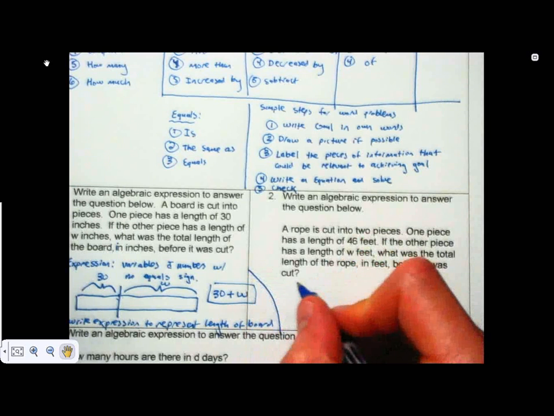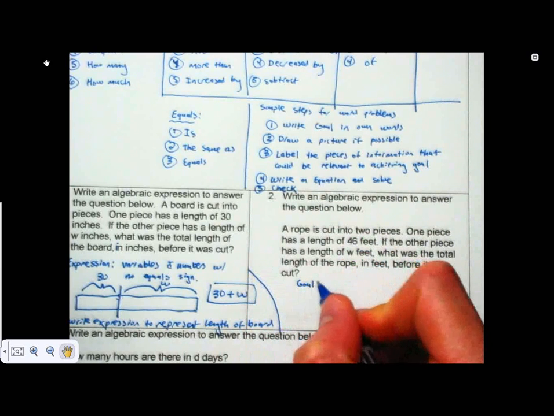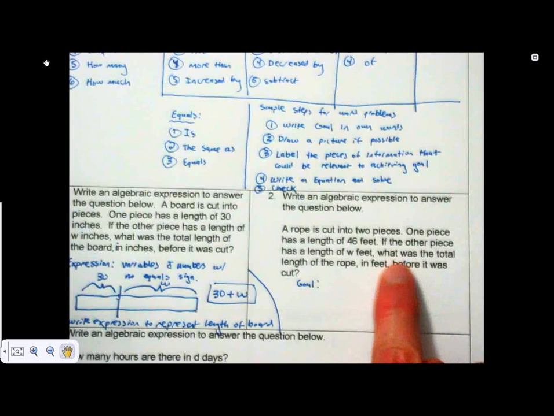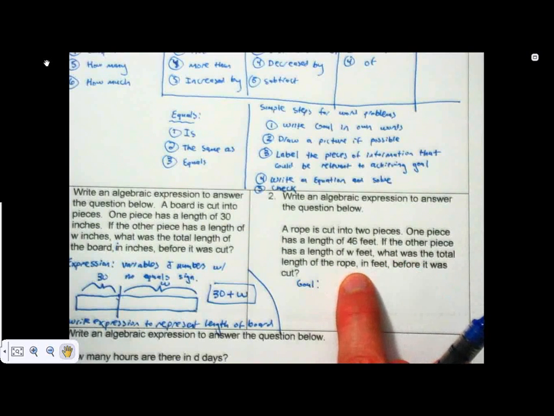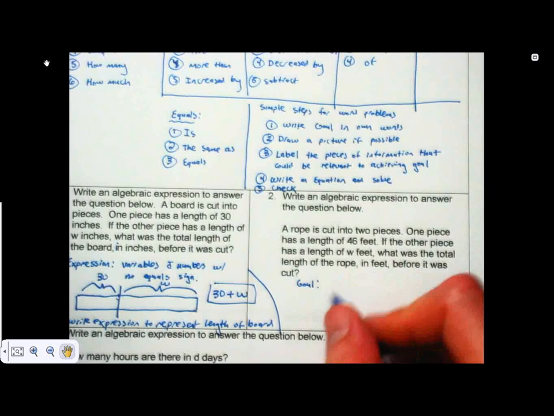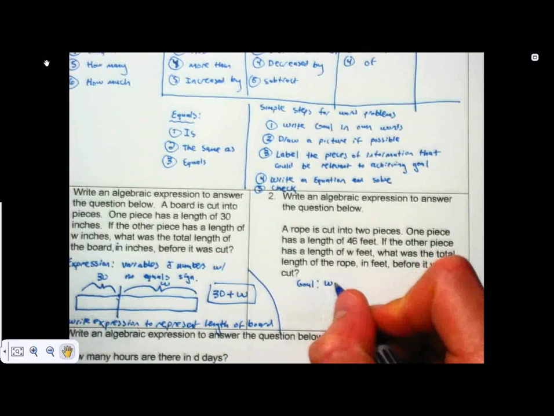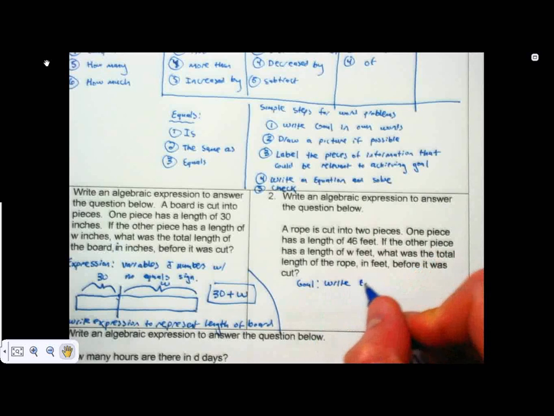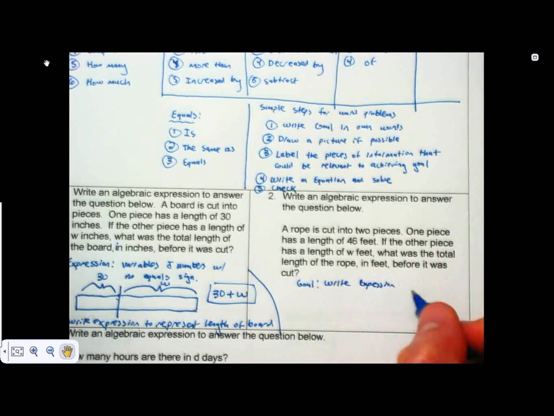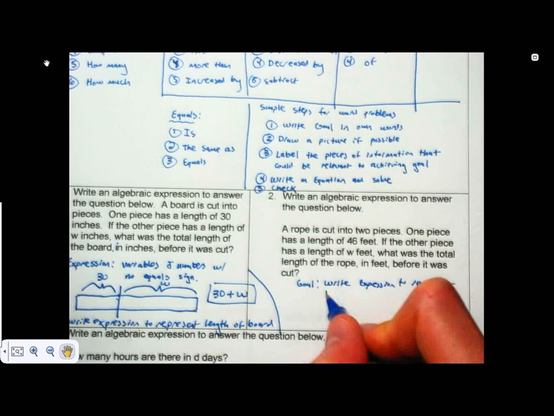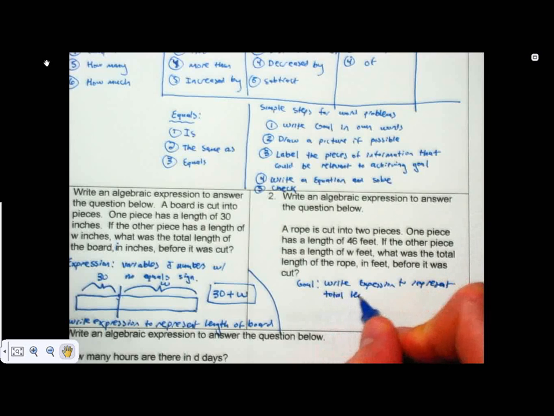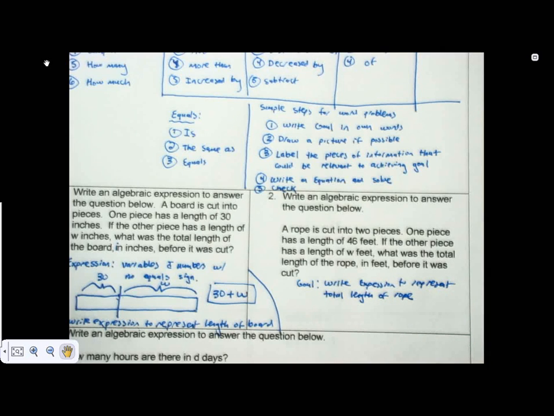Okay, so for number 2, again, it's really important for us to clarify exactly what our goal is. So our goal for number 2, well, I look for the what was. It says what was the total length of the rope in feet before it was cut. So again, similar to number 1, our goal is to write an expression to represent the total length of the rope.